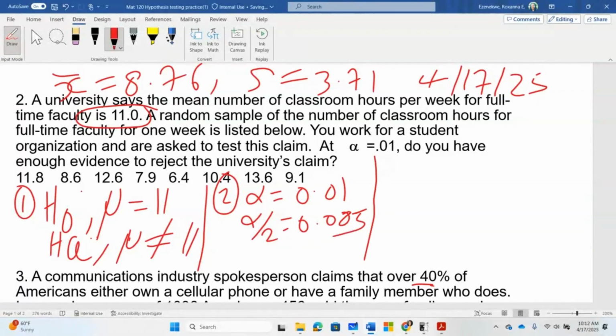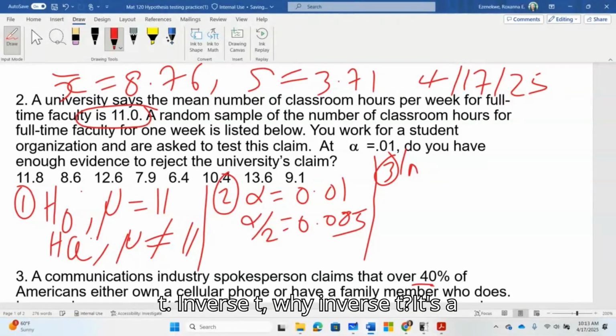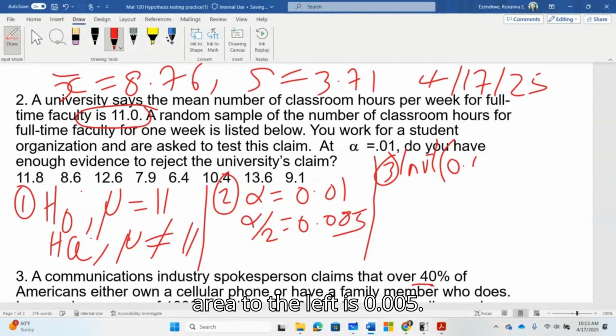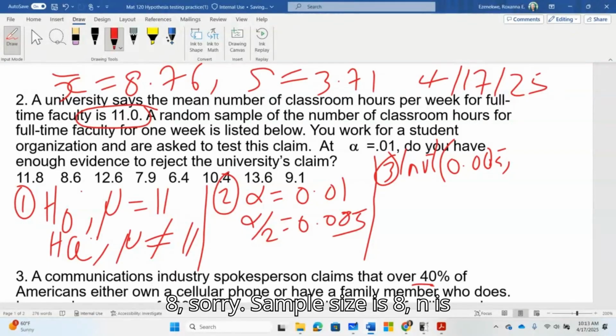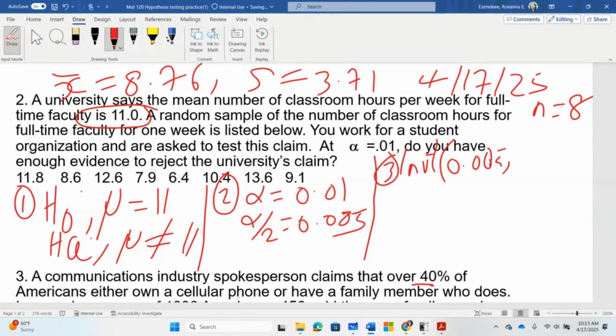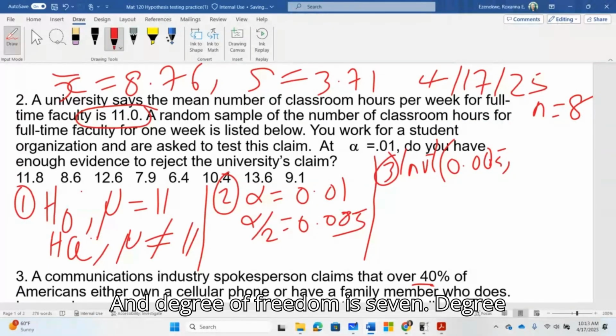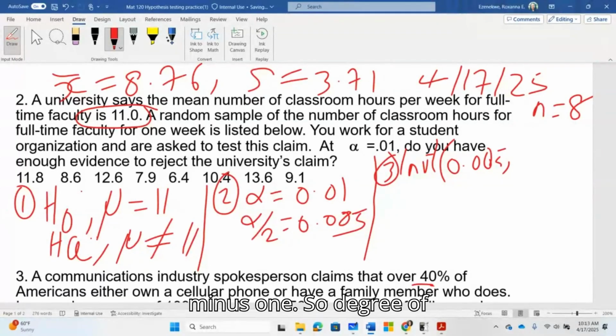Step 3, calculate the critical value from alpha. So I'm going to do inverse t. Why inverse t? It's a t distribution. Inverse t, area to the left is 0.005. Sample size, let's count. Sample size is 8, sorry. Sample size is 8, n is equal to 8. And degree of freedom is 7. Degree of freedom is sample size minus 1. So degree of freedom is 7.